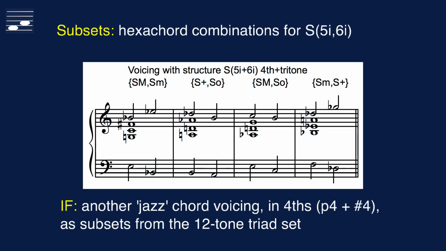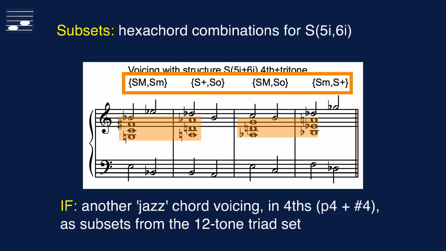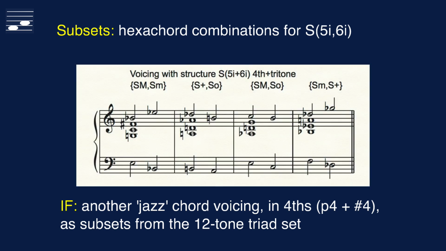Another jazz-style voicing means looking for structures with a perfect and augmented 4th interval, that is 5 and 6 semitones. And here we see the triad combinations that include or generate such a voicing. These will also be set as tutti block chords.